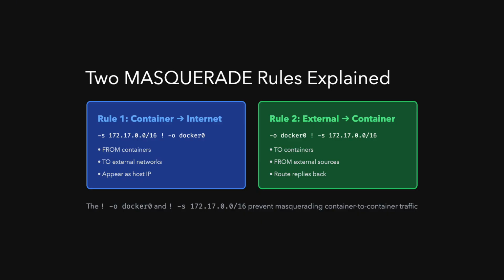Rule 1 matches traffic from containers going to external networks, and masquerades container IPs to appear as the host IP. And the second rule matches traffic to containers from an external source, and masquerades external client IPs so containers can route replies back. And also, these rules prevent masquerading container-to-container traffic on the same bridge.